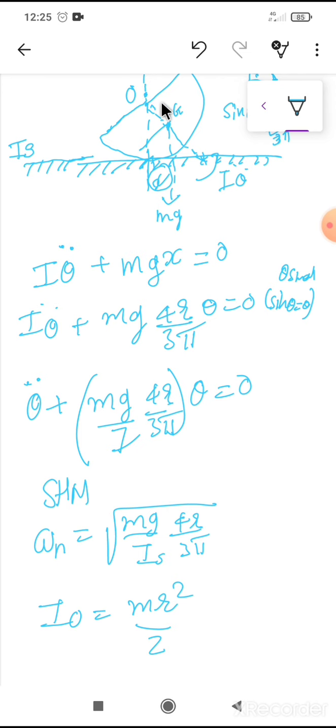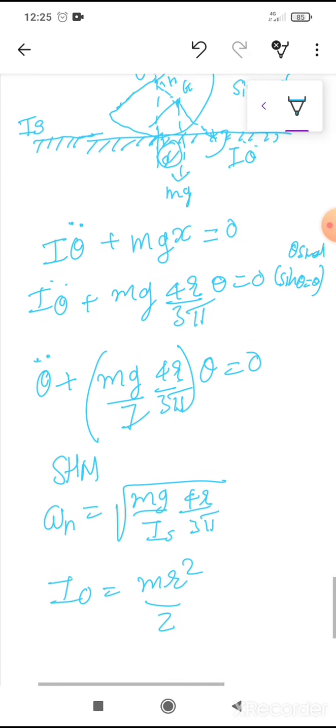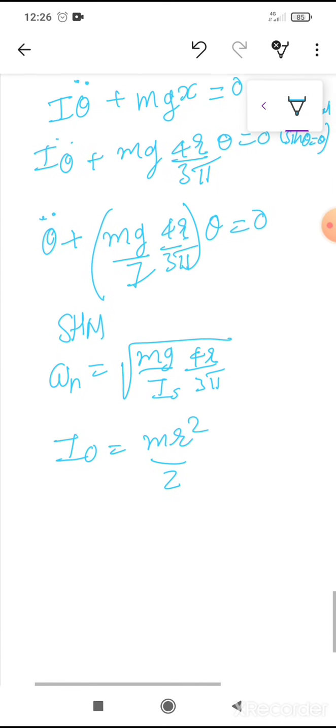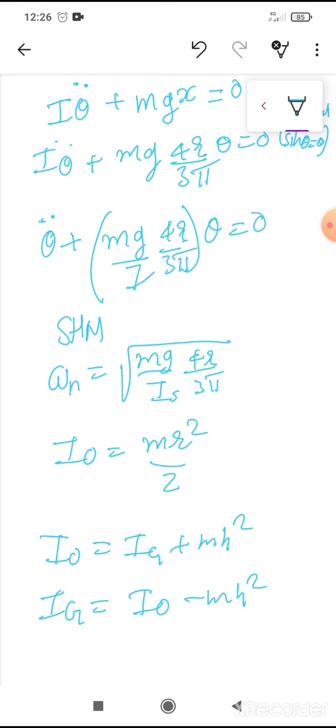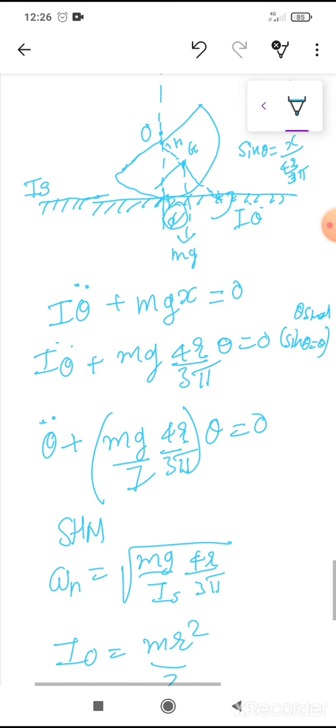So let's say the distance between them, that 4r by 3 pi, is h. If I want to find the moment of inertia at G, then as we know, IO is equal to IG plus mh square. So I want to find IG, so it will be IO minus mh square. We want to find the moment of inertia at the surface. So why are we finding it at the center of gravity? Because this will help in finding the moment of inertia at the surface.